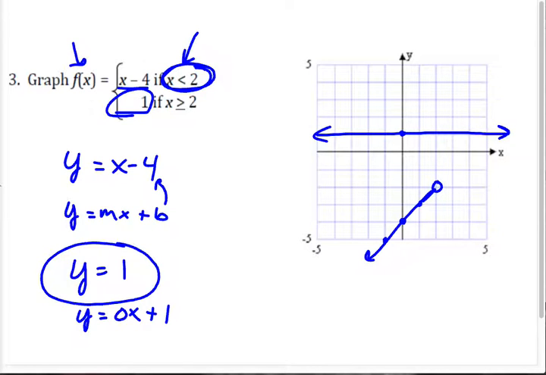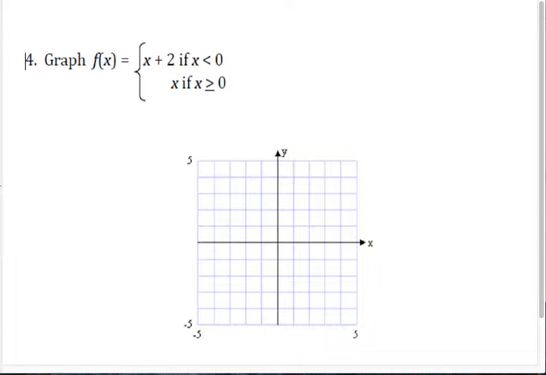So we only want this when x is greater than or equal to 2. Well, there's 2 right there. The values going to the right are going to be greater than 2. So I'm going to get rid of this up to that point right there. Put that back in there. Being it's greater than or equal to, it's filled in. That point is actually part of the graph. And that's your piecewise function. Graph the 2 different parts and erase the part that you don't want.